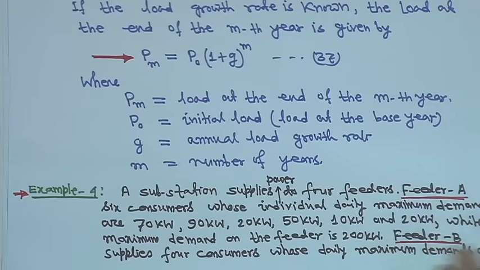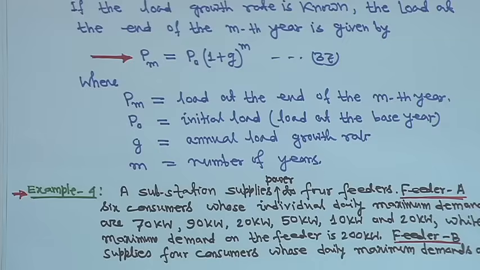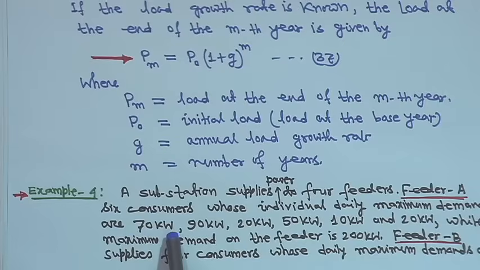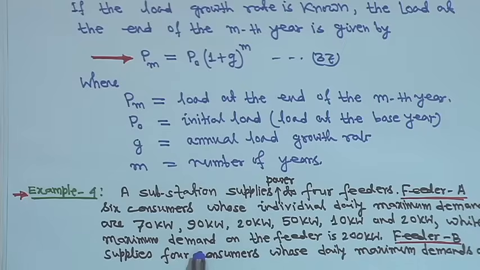Next, let us take another example. A substation supplies power to 4 feeders, right. Feeder A has 6 consumers whose individual daily maximum demands are 70 kilowatt, 90 kilowatt, 20 kilowatt, 50 kilowatt, 10 kilowatt and 20 kilowatt, right, while the maximum demand on the feeder is 200 kilowatt.